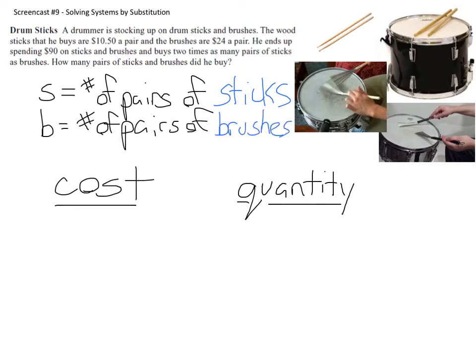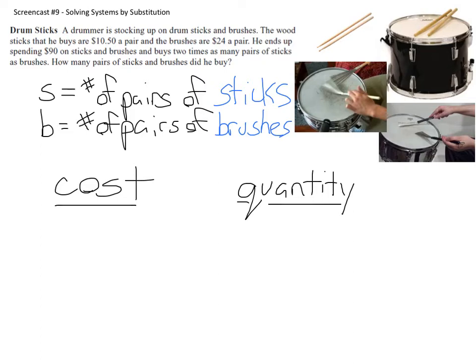We have to figure out how many pairs of sticks and how many pairs of brushes that this drummer happens to be buying, knowing that they have $90 in their pocket. So there's a few combinations that we can do. Well, it's really up to us to determine what specific combination of pairs of sticks and brushes based on very specific information in the problem. And probably the most crucial piece of information in here is the fact that this drummer bought 2 times as many pairs of sticks as brushes. We'll explore that in just a moment.